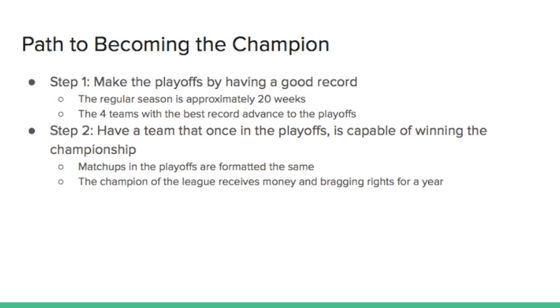The regular season is approximately 20 weeks, and then the playoffs begin. Once you're in the playoffs, you have to have a team that's capable of winning the championship. In the playoffs, matchups are formatted the same way: 9 categories, win 5, you advance to the next round. And the champion of the league receives money and bragging rights for a year, not to be underestimated.